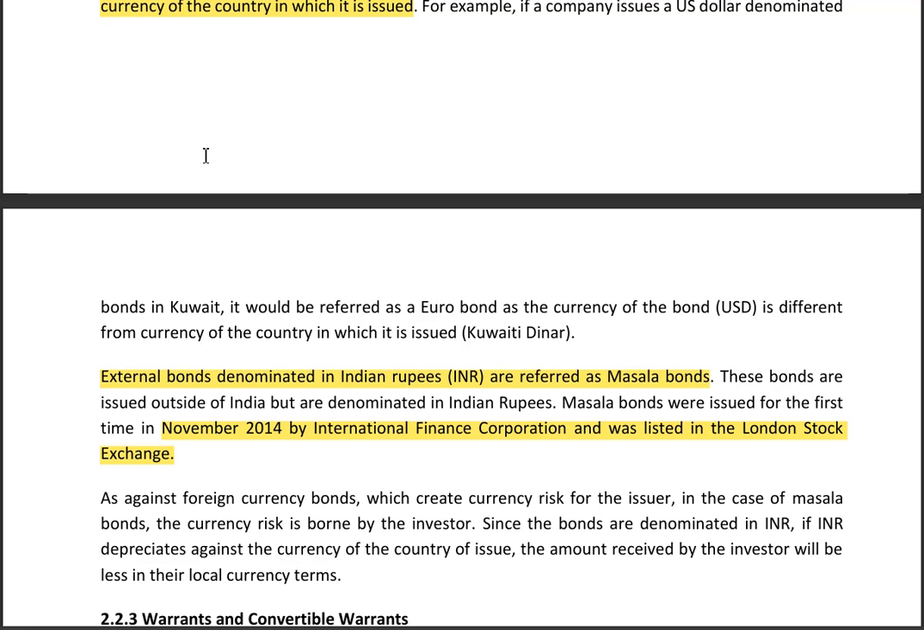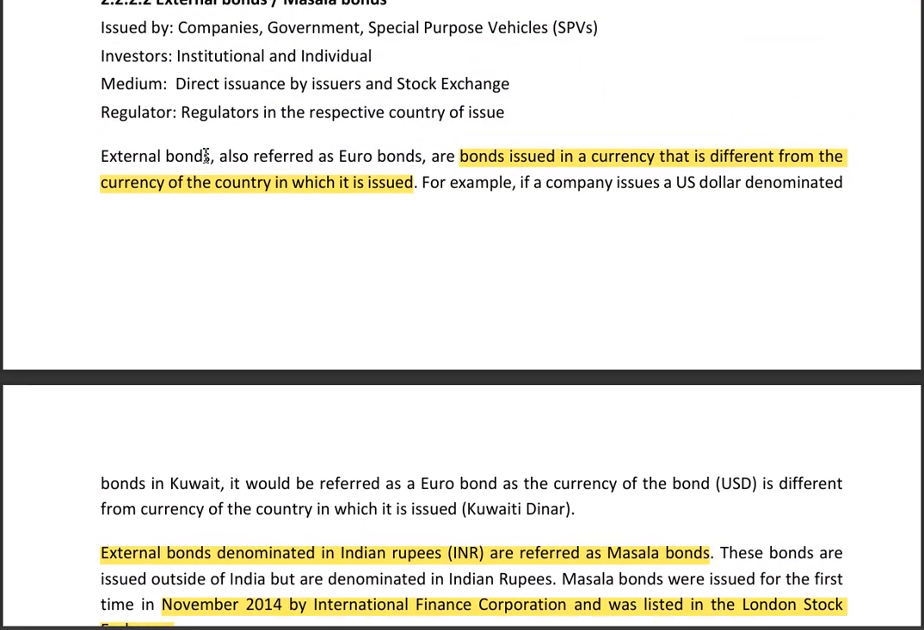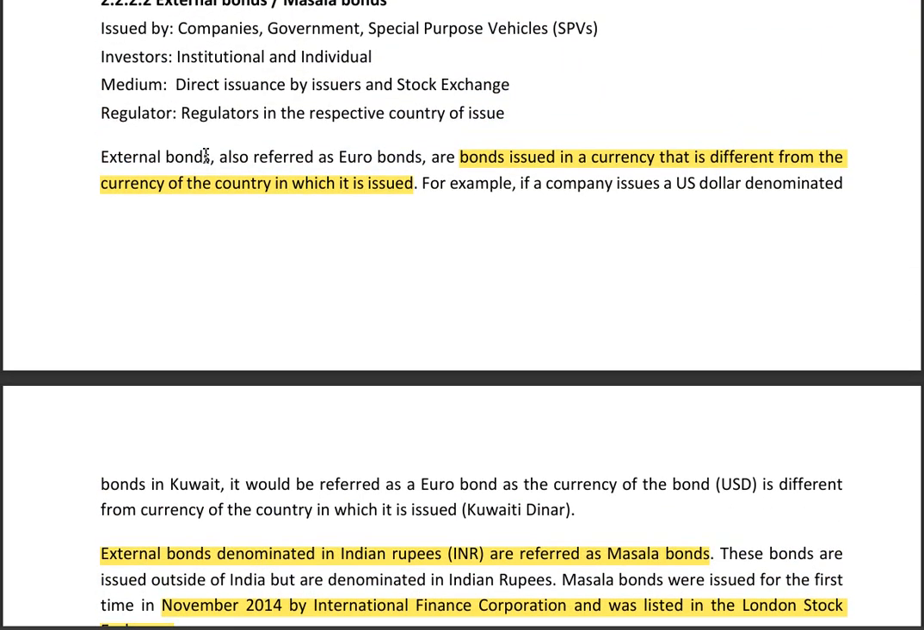If you see, in 2014 masala bonds were issued for the first time on the London Stock Exchange. It's very simple: bonds issued in a currency that is different from the currency of the country where they are issued. Simply, it's different from the home country.